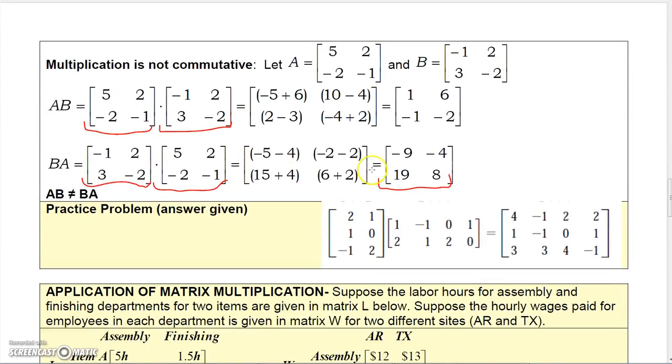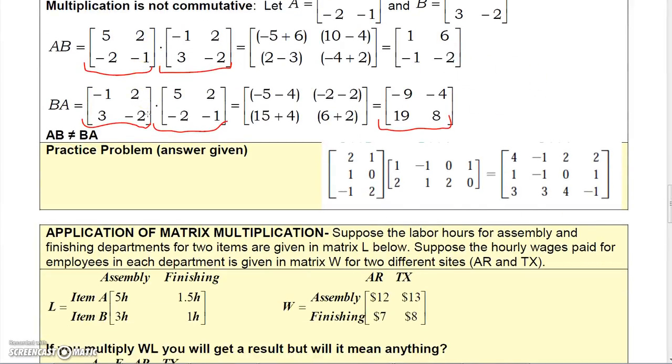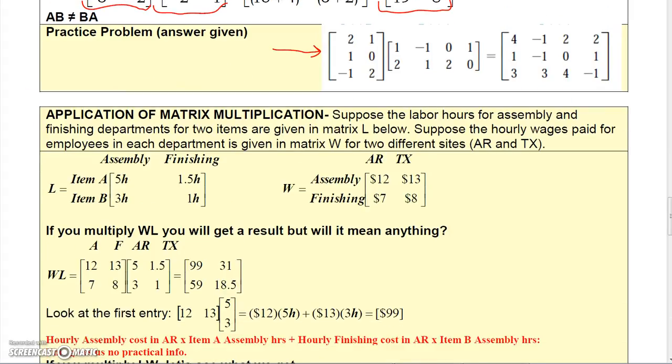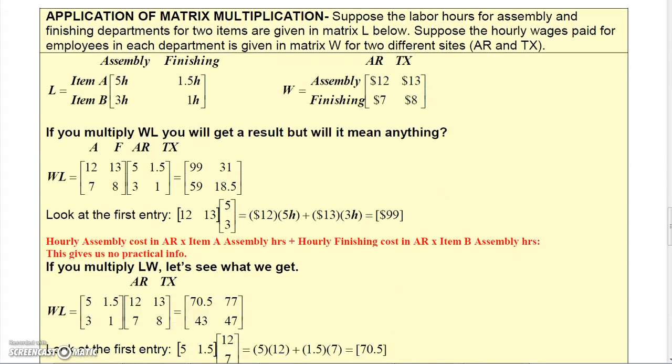You can multiply these together using this diagram up here as your instruction manual, and you'll see that you get two different results when you multiply them one way and then the other way. There's a practice problem here that you can practice on if you want to practice multiplying, and the answer is given. Now let's talk about some applications.